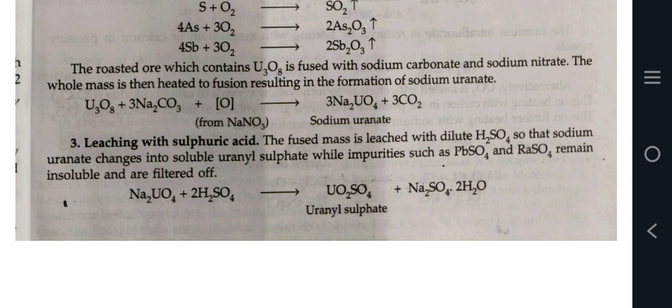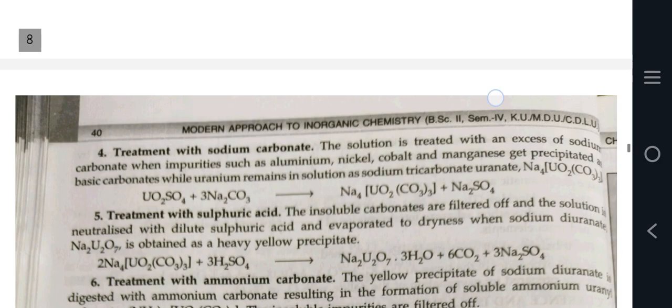Third, leaching with sulfuric acid. The fused mass is leached with dilute H2SO4 so that sodium uranate changes into soluble uranyl sulfate, while impurities such as PbSO4 and RaSO4 remain insoluble and are filtered off.